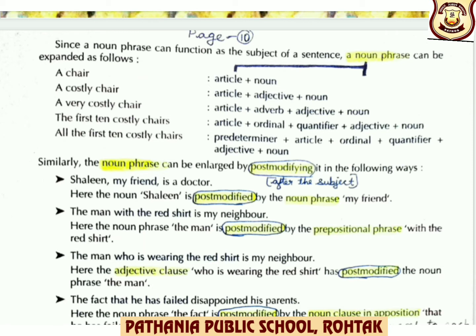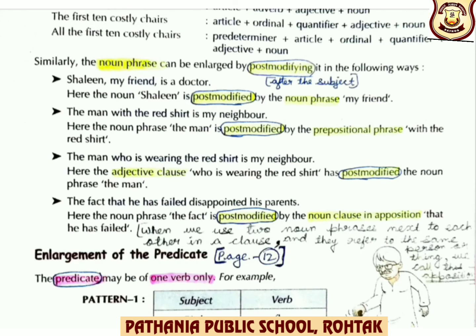The man with the red shirt is my neighbor. Here the noun phrase the man is post modified by the prepositional phrase with the red shirt. The man who is wearing the red shirt is my neighbor. Here the adjective clause, that is who is wearing the red shirt, has post modified the noun phrase, that is the man. The fact that he has failed disappointed his parents.